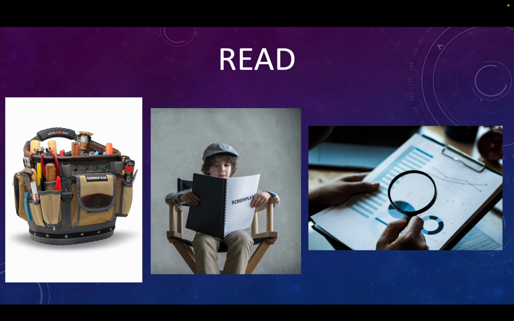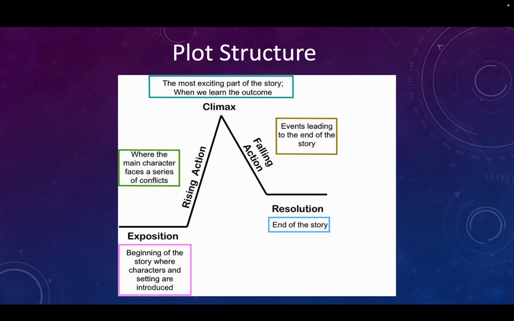Let's get started. The first thing you need to do is read your old narrative story. Now that you have a new bag of tools, as you're reading, you're going to be looking for specific things in your story. The first thing you're going to want to check is the overall plot structure of your story. You got to make sure you have some basic elements. That is an exposition. That means at the beginning of your story, did you introduce the setting and the characters? You might not have to introduce all the characters here, but at least the main character.